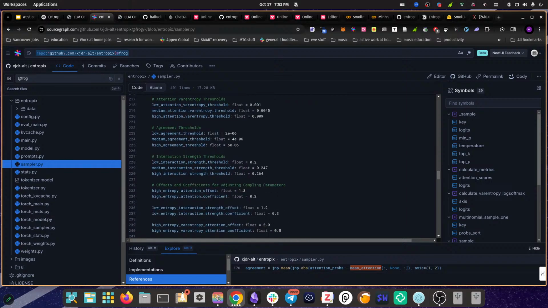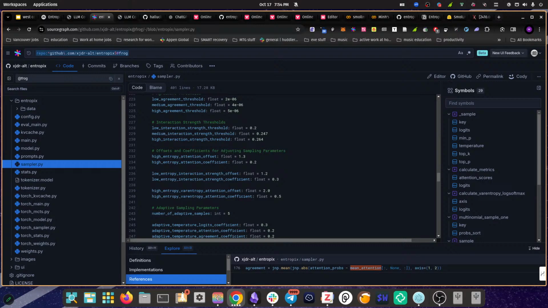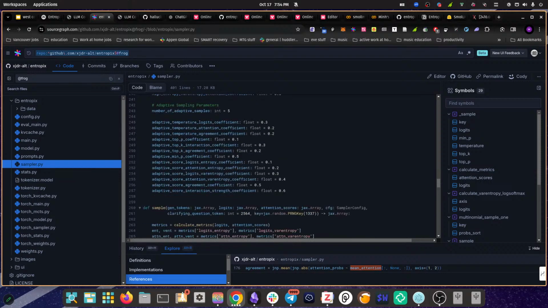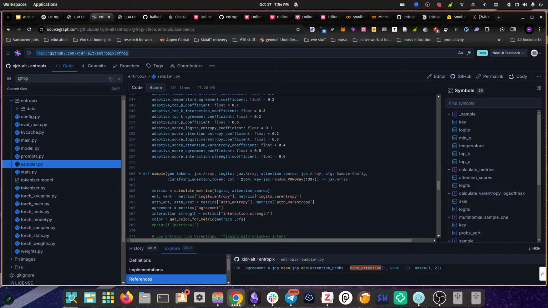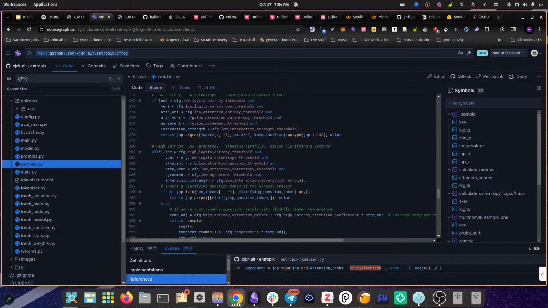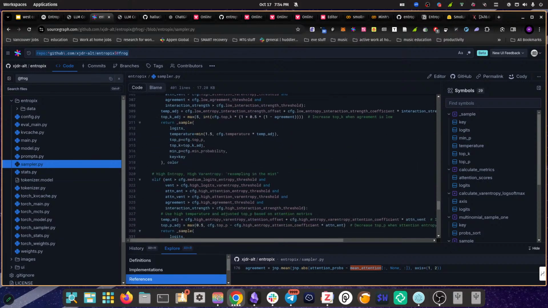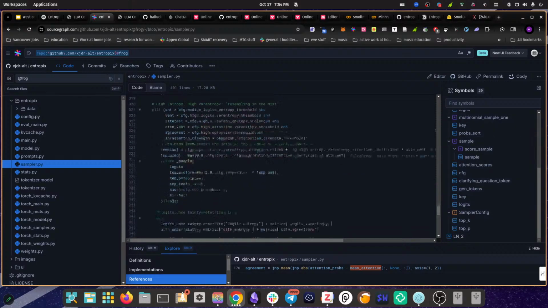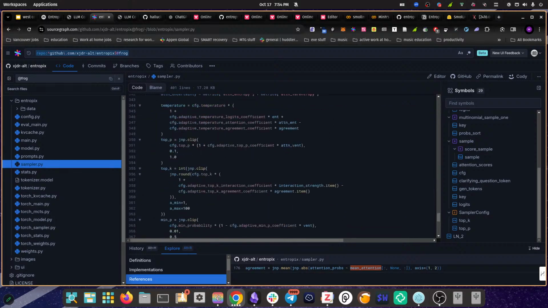Offsets and coefficients for adjusting sampling parameters. Adaptive. Oh yeah, so I think these are hard coded in the main branch. And his thing that he was doing was adaptive sampling of some kind, which I'm going to see if there's something in here that will indicate if that is the case.